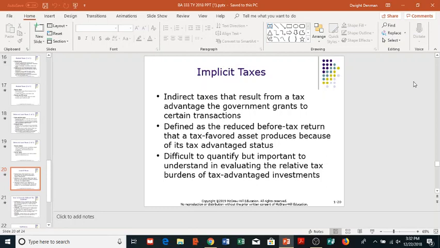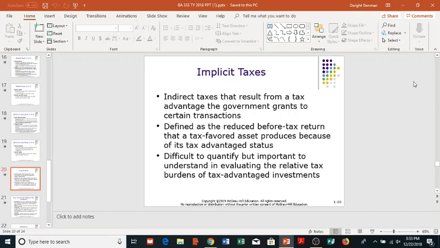All right, so talking about the different types of taxes. Implicit taxes, these are indirect taxes that result from a tax advantage that the government gives you, the taxpayer, to encourage you to enter into certain types of transactions. And so these are reduced before tax return amounts that the tax favored asset produces because of its tax advantage status.